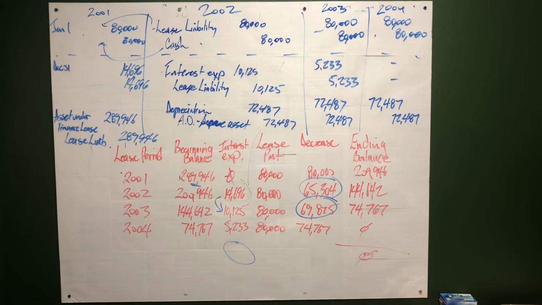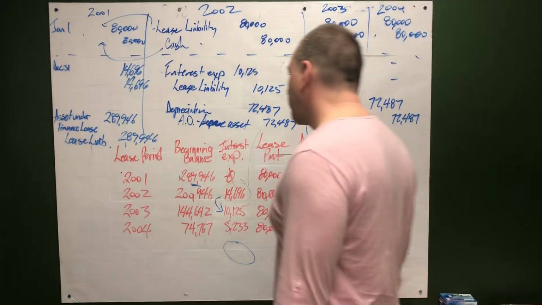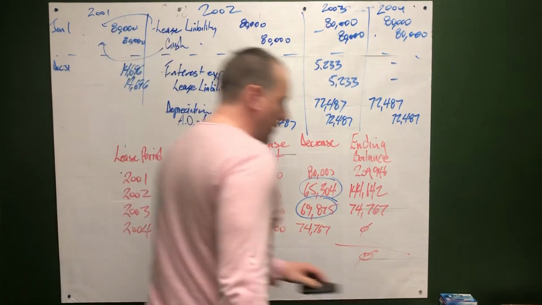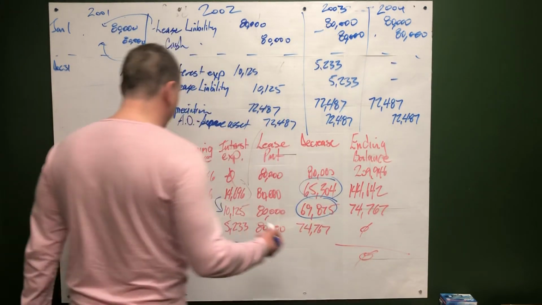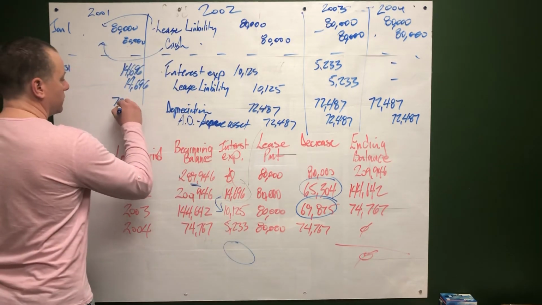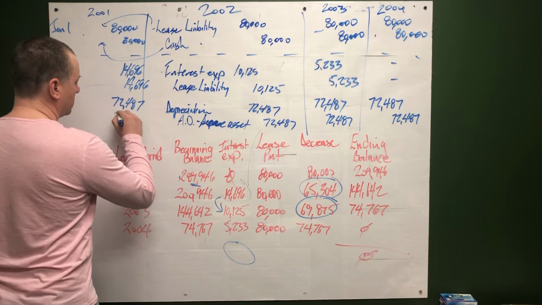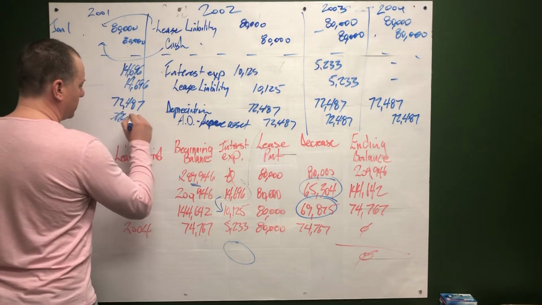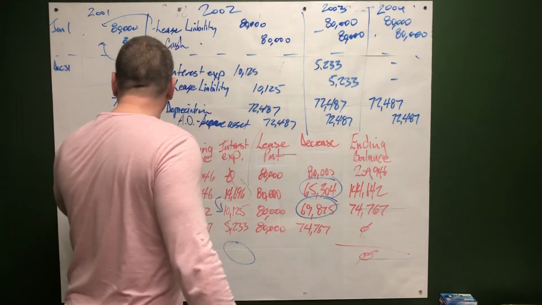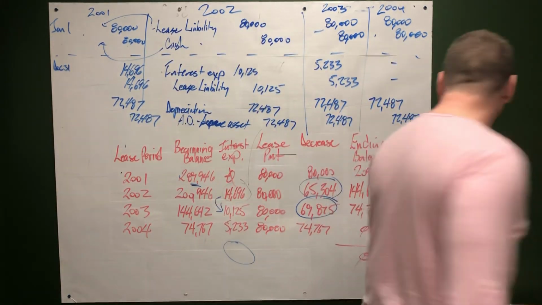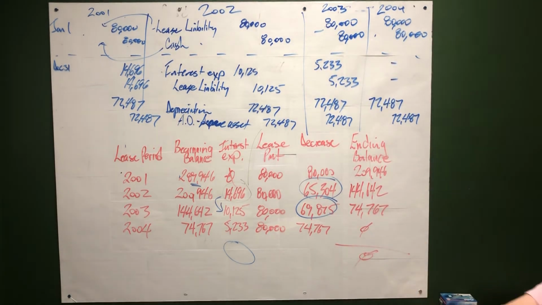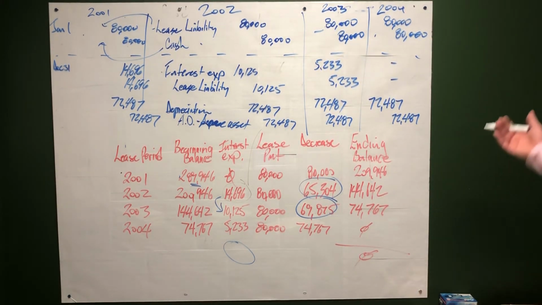Now, from there, we've got to make our depreciation entry for 2001. That's always going to be $72,487. How do we get that? $289,946 divided by 4 years. All right, so after we make that first year of entries, we make the remaining 3 entries for 2002, 3, and 4. And then that's it, the lease is done.